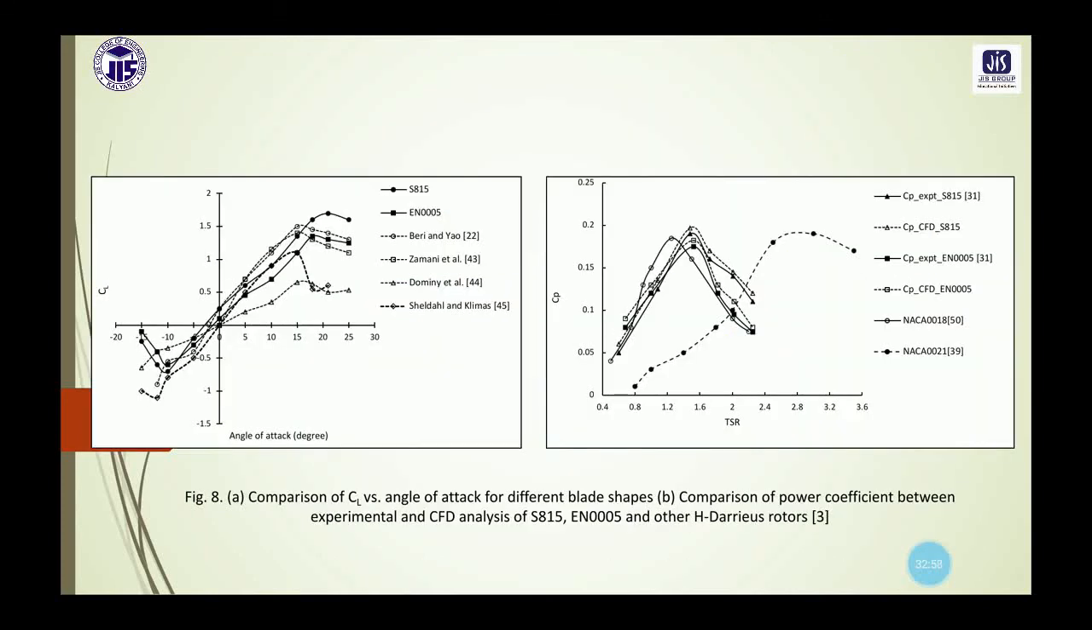And finally we will be able to draw similar graphs, where we can draw the lift coefficient versus angle of attack and power coefficient versus tip speed ratio, and we can also compare with earlier published papers in this field to validate our result. So some experimental data and some CFD simulation data is also chosen here to compare and validate the result for the lift coefficient and power coefficient of these three different turbine blades.